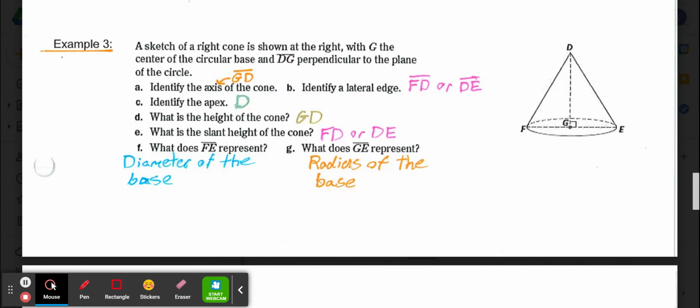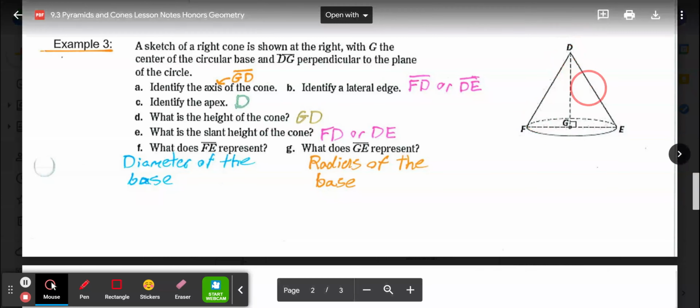Then, doing the same thing related to a cone. So example 3 tells us sketches of a right cone, with G being the center of our base. And DG is perpendicular to that. So identify the axis of the cone. So the axis is simply that segment from the apex to the base that's perpendicular. So it'd be GD or DG.